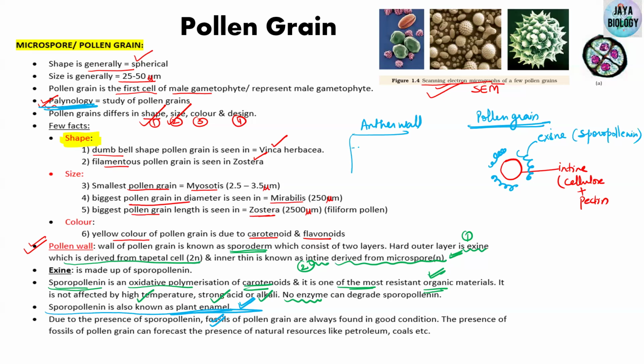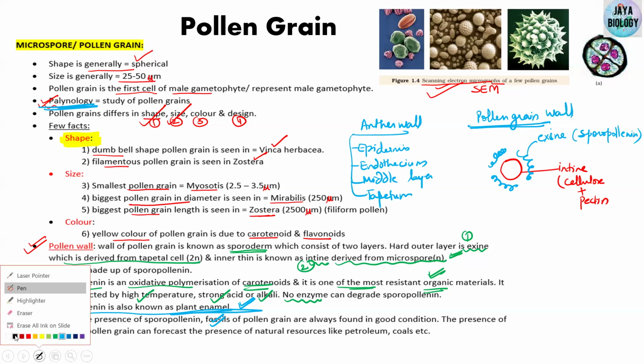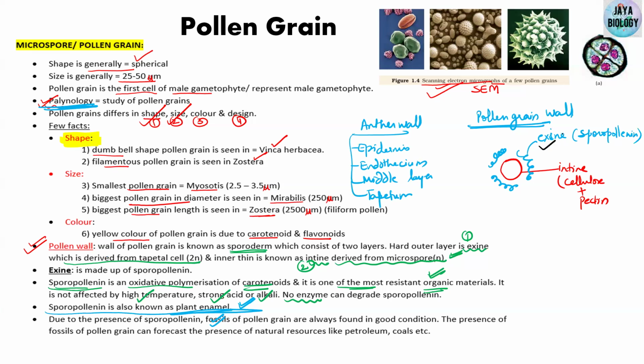Just for your learning, I'm again telling you epidermis, endothecium, middle layer, and tapetum. So these four were anther wall and these are pollen grain wall. Clear, beta? Please don't confuse. Learn properly. Pollen grain wall are exine and intine. And anther walls are these four.